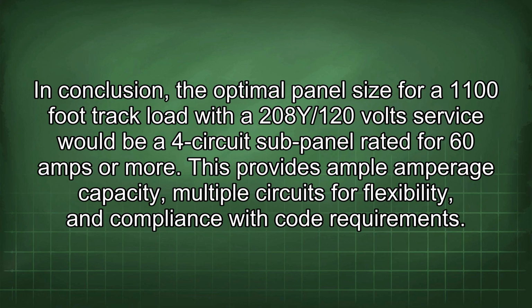In conclusion, the optimal panel size for a 1100 foot track load with a 208Y/120 volts service would be a 4-circuit sub-panel rated for 60 amps or more. This provides ample amperage capacity, multiple circuits for flexibility, and compliance with code requirements.